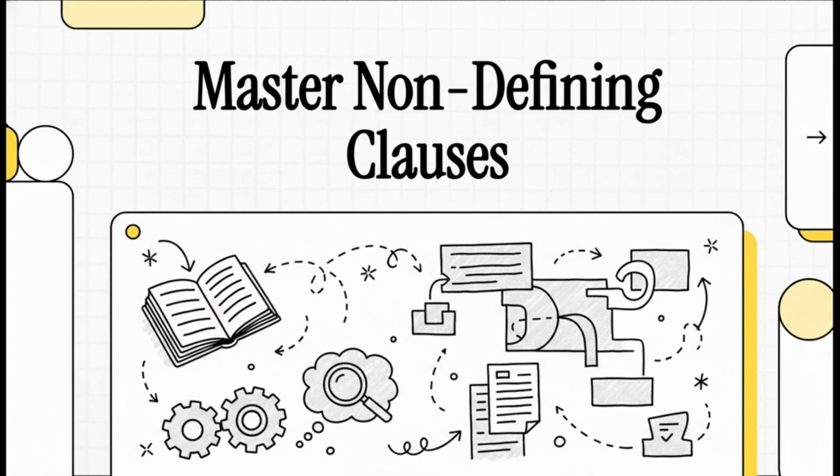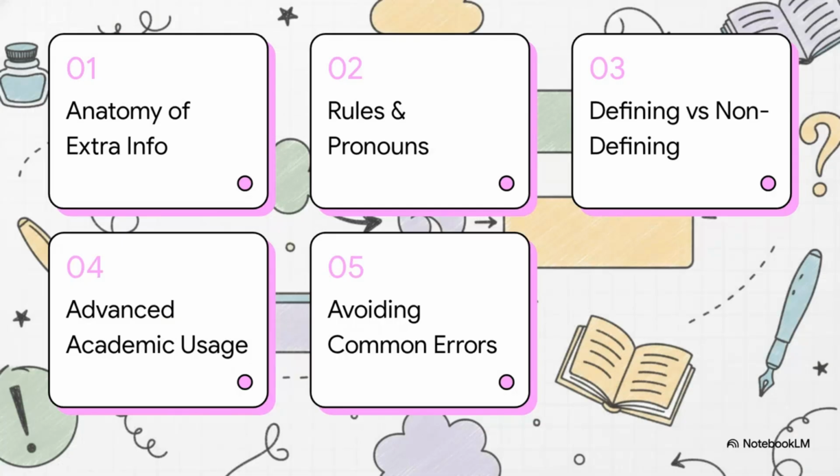If you've ever read a high-level paper and just wondered, how do they weave so much rich, complex information into a single sentence without making it a complete mess? Well, this is exactly how they do it. Let's take a super quick look at our roadmap. We'll be walking through the anatomy of extra information, the rules and relative pronouns, defining versus non-defining clauses, some really advanced academic usage, and finally, how to avoid those pesky common errors.